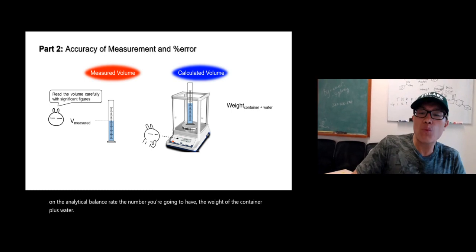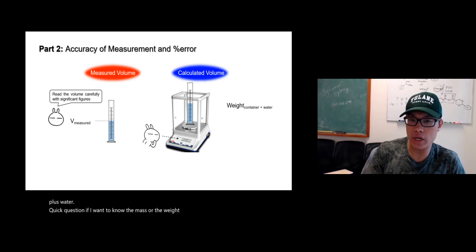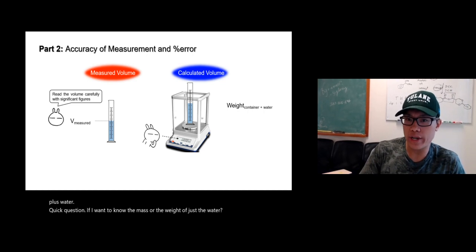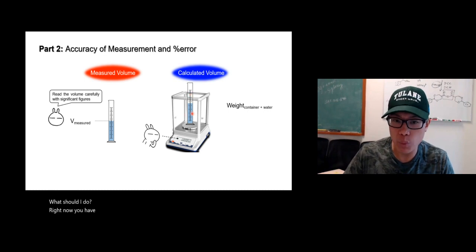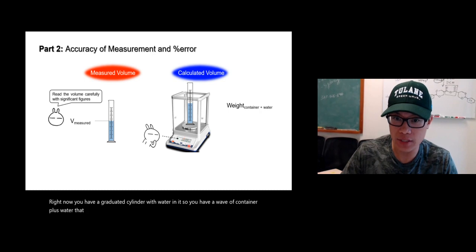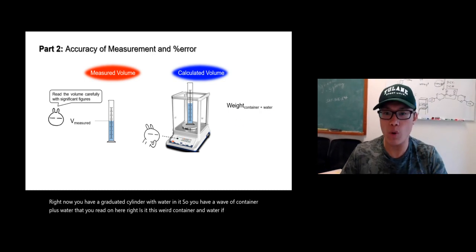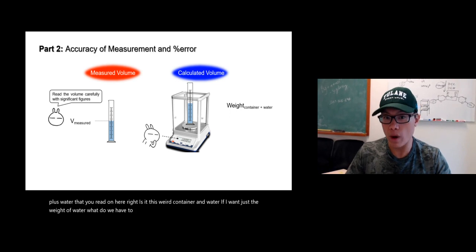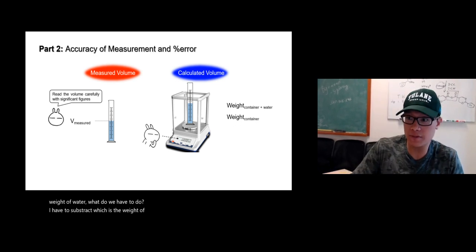Quick question: if I want to know the mass or the weight of just the water, what should I do? Right now you have a graduated cylinder with water in it, so you have a weight of container plus water that you read on here. If I want just the weight of water, what do we have to do? Well, I have to subtract the weight of the dry container.